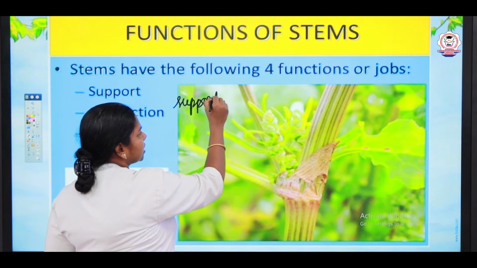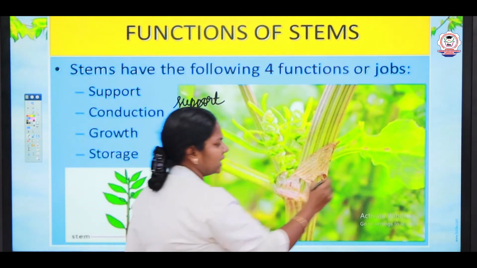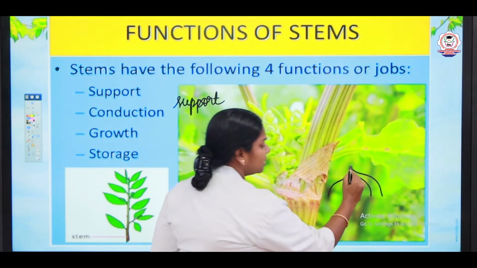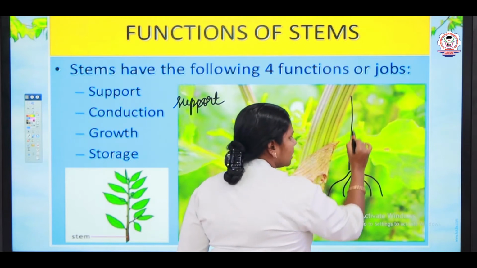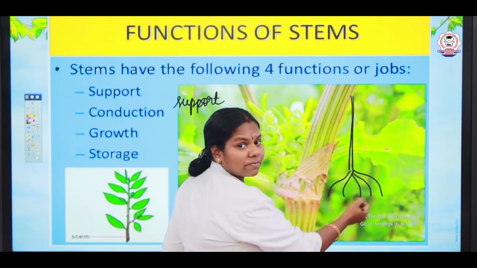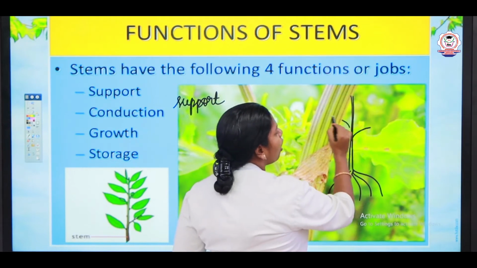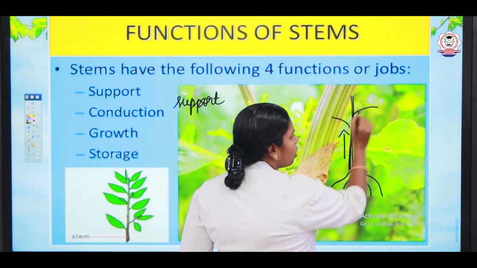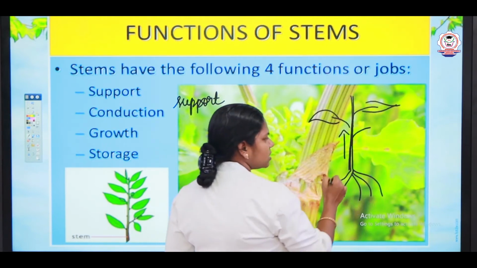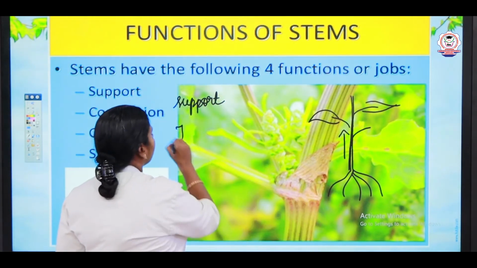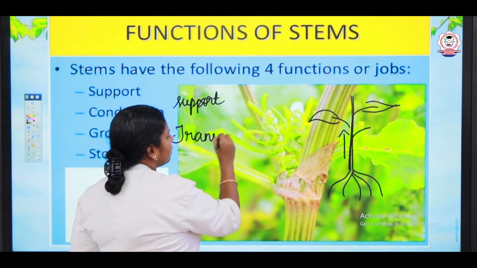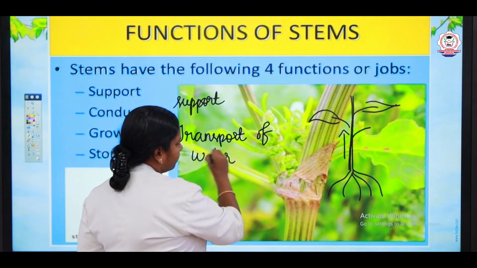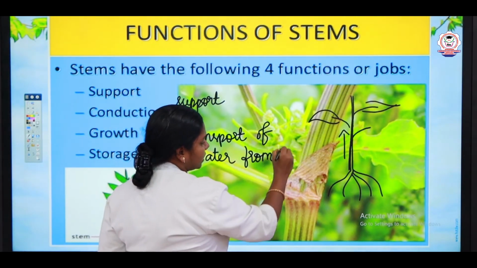And another important function is that, for example, children, the roots absorb water and minerals from the soil, and the stem transports water and minerals from the roots to all the parts. Only the stem transports the water and minerals to all the parts of the plant. So, transport or conduction of water from the root is another important function.